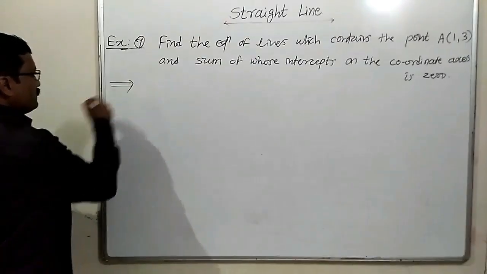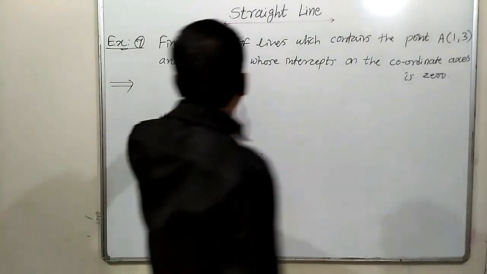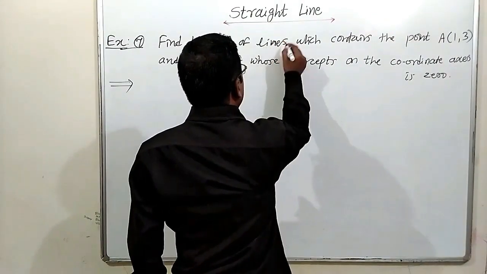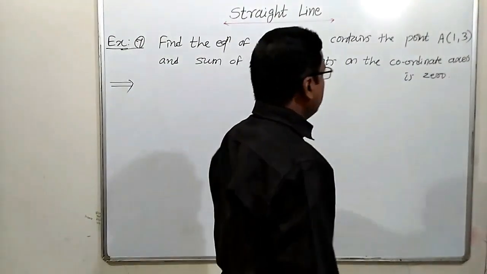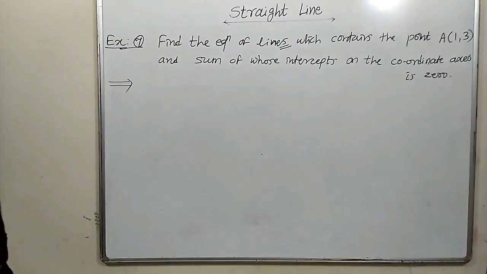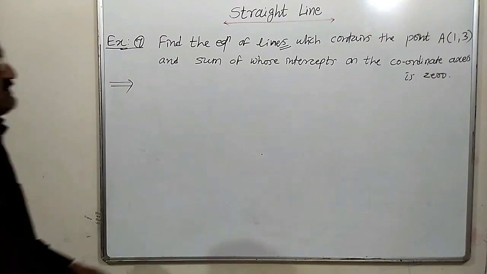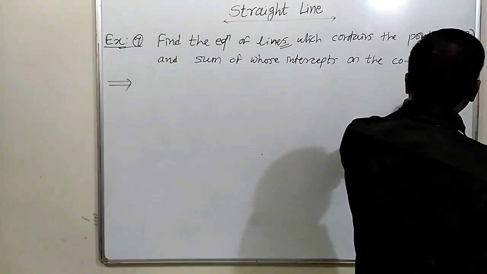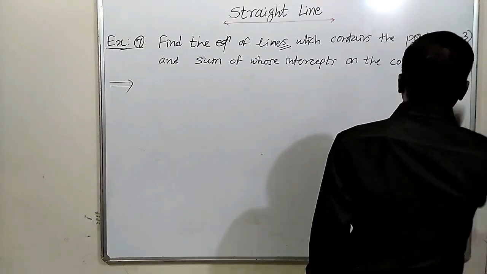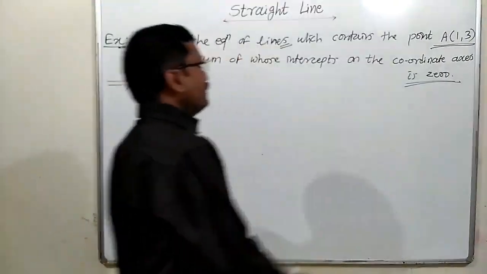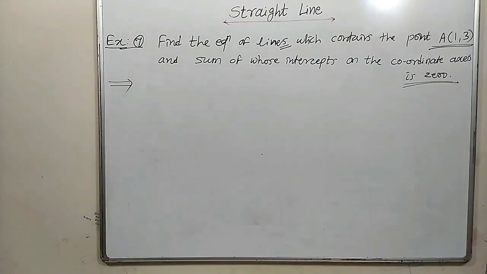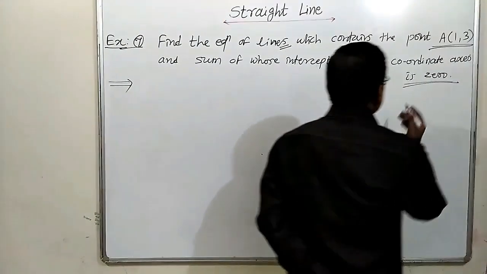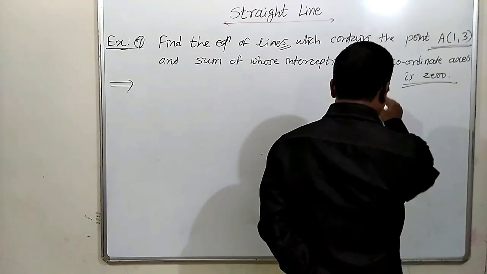If you observe carefully, two conditions are given for finding the equations of the lines. The word lines means there are two lines which contain the point (1, 3) and whose sum of intercepts is 0. This one is given and this one is given. The line contains the point A(1, 3). Let us see how the situation of these lines looks.